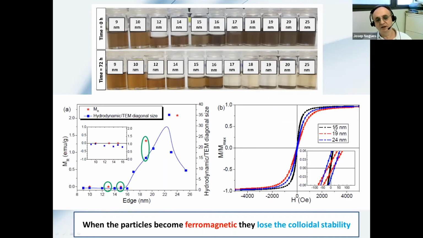To understand this, what we did is to measure the magnetic properties. And we can see that the nanoparticle with 15 nanometers has no coercivity at room temperature. This means this particle is superparamagnetic. But as we increase the size, the nanoparticles start having larger and larger coercivity, meaning they are ferromagnetic at room temperature. And when they are ferromagnetic, they tend to agglomerate. This is what this is telling us: when they are superparamagnetic, the nanoparticles are colloidally stable, but as we increase in size, they tend to agglomerate and become ferromagnetic.